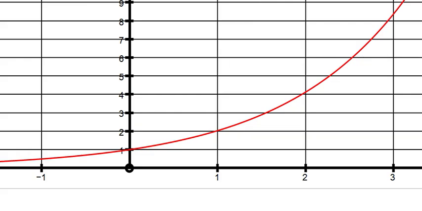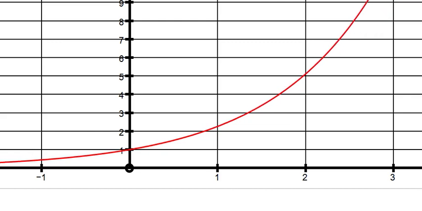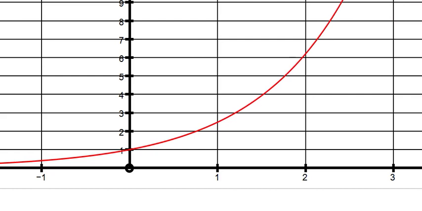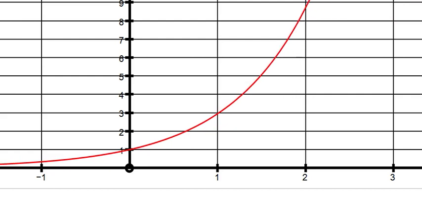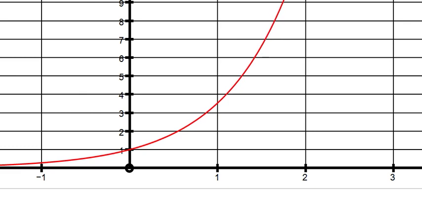And we'll change this graph of y equals 2 to the x into y equals 3 to the x like this. So this is now y equals 3 to the x, which is much more steep. And of course we can change it into y equals 4 to the x, similarly like this. Which is steeper still.